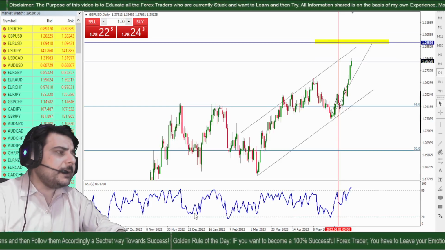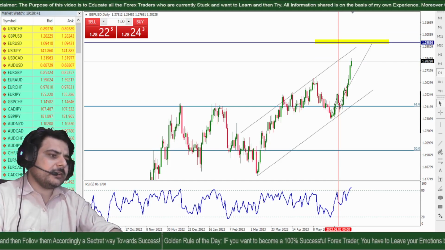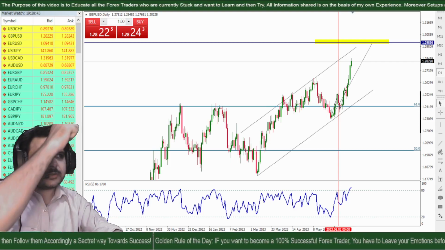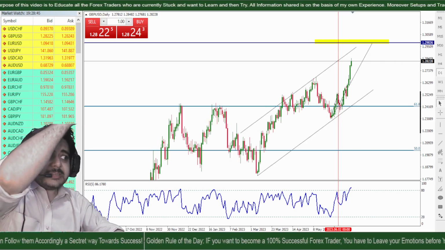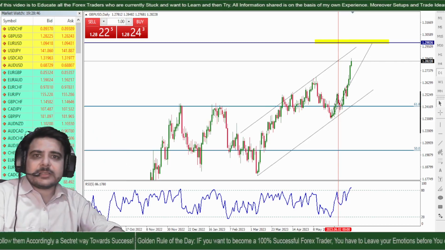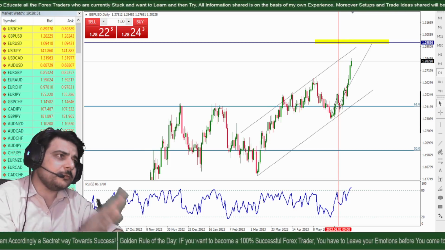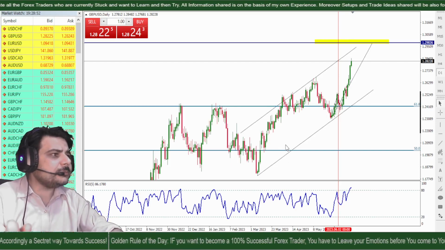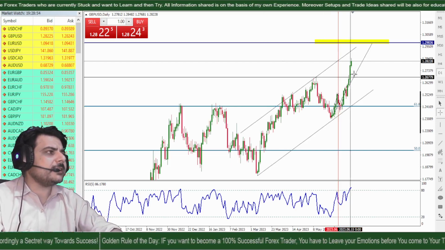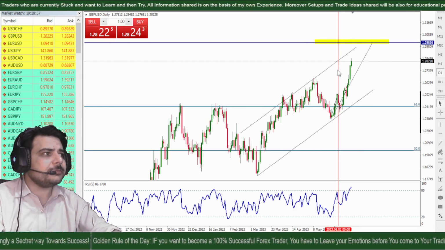First of all, pound US dollar moved very nicely as well, and very nice moves it gave us in the previous week, and since the start of May it moved very nicely. So at the moment there is sort of a channel and an impulsive wave with us.